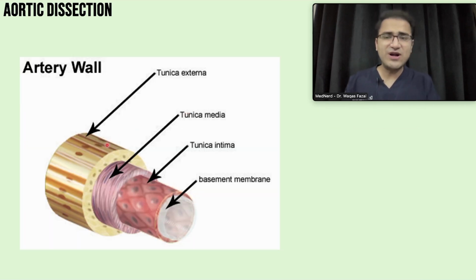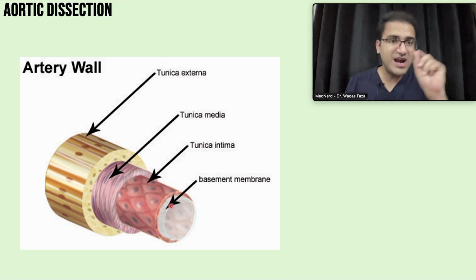First of all, you need to understand that there are three layers in the artery or in the vessels. First of all is the tunica externa that forms the outer layer. Then is the tunica media that forms the middle layer. And then the innermost layer is tunica intima. Tunica intima forms the innermost layer and that is covered by a basement membrane. So the innermost layer is tunica intima of the artery.